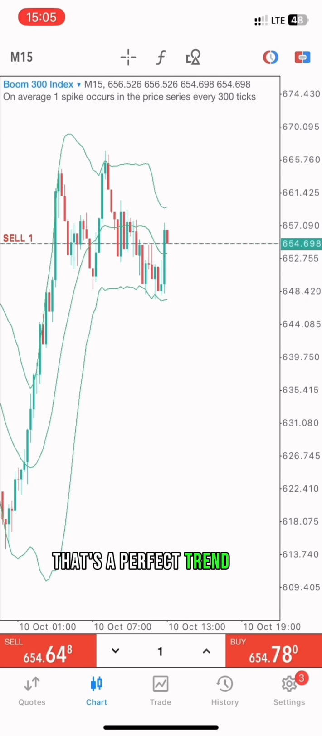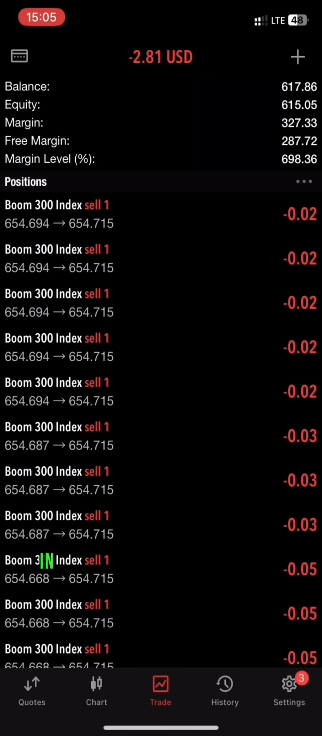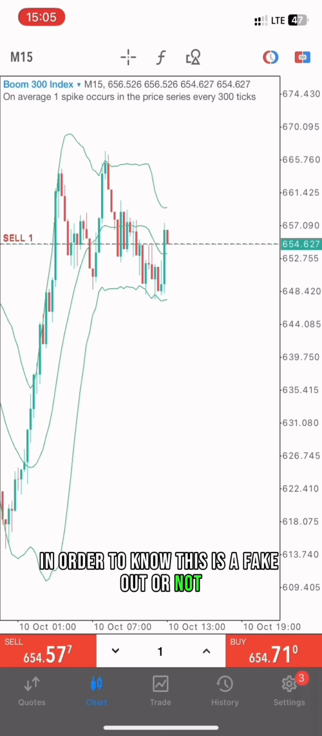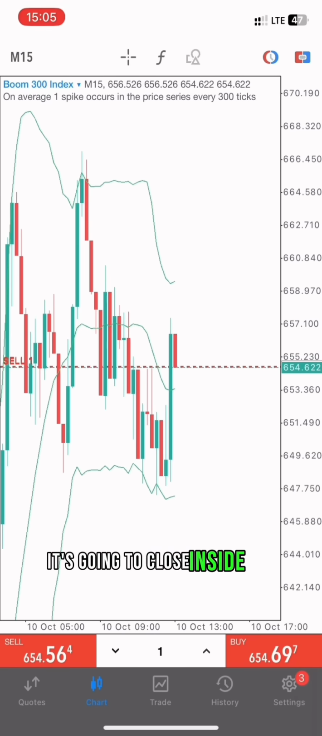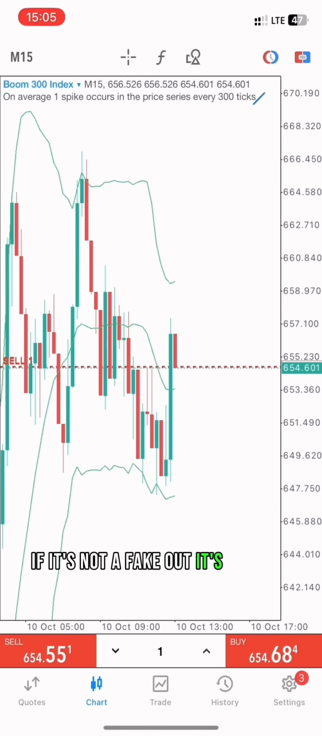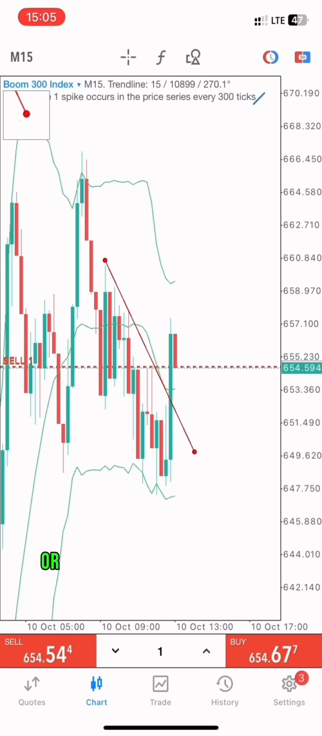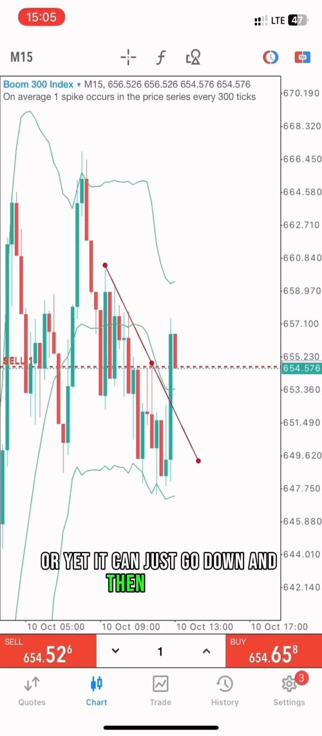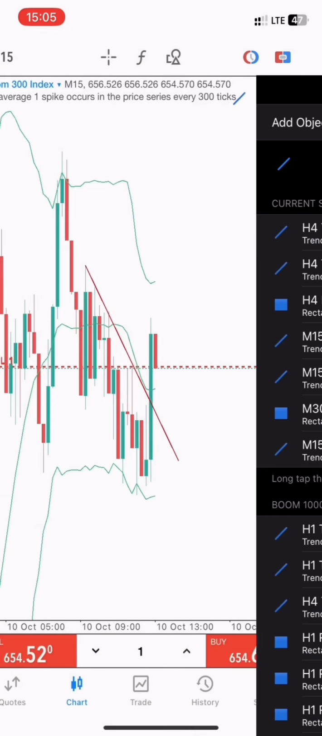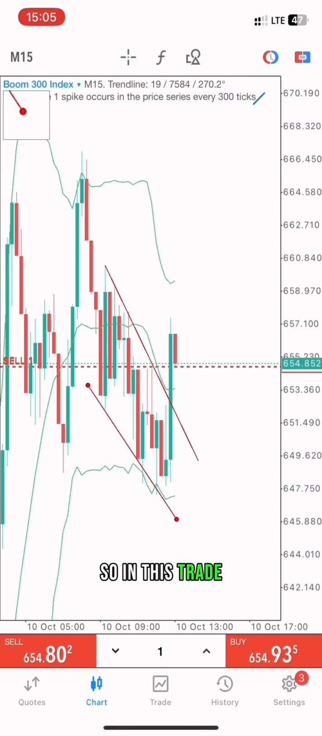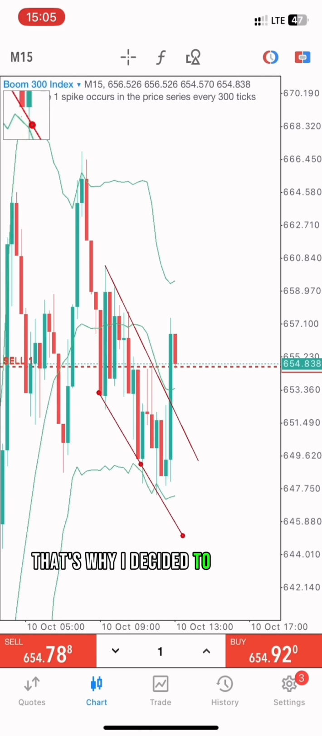That's a perfect trend line, which is bearish, right? So I'm going to trade the retest here in order to know whether this is a fake out or not. If it is a fake out, it's going to close inside the trend line. If it's not a fake out, it's going to close outside, or it can just go down and then go up. So in this trade, that's why I decided to sell full margin, because it's going to go down.